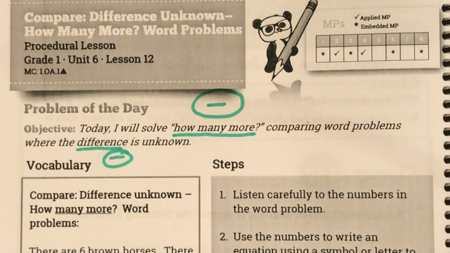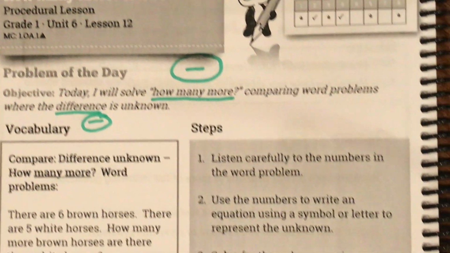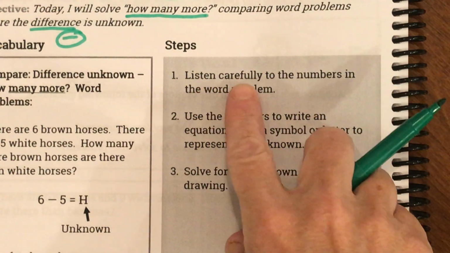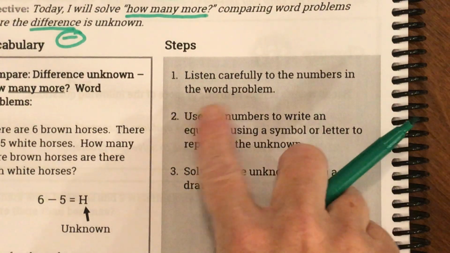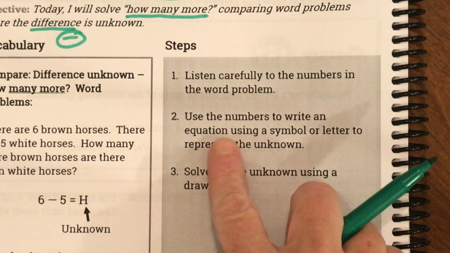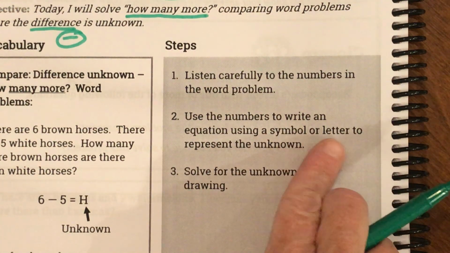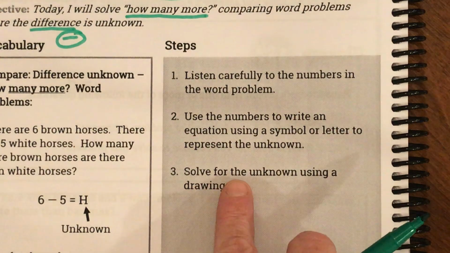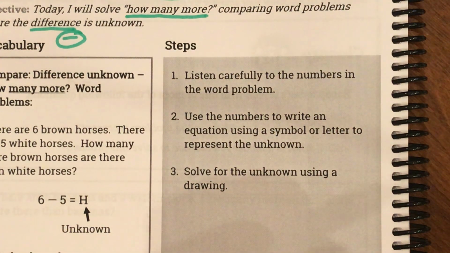Okay, so I'm not going to actually look over our vocabulary today. I'm going to get started and show you what we're going to do. It says we're going to listen carefully to the numbers in the word problem. We're going to use the numbers to write an equation using a symbol or letter to represent the unknown. And then we're going to solve for the unknown using a drawing.